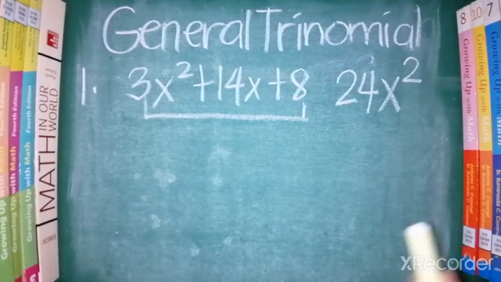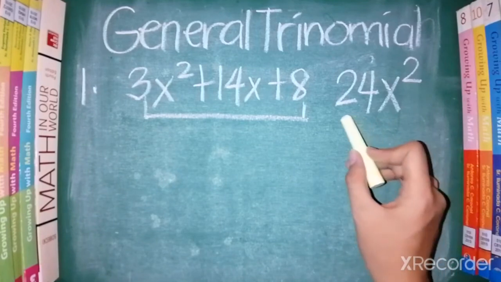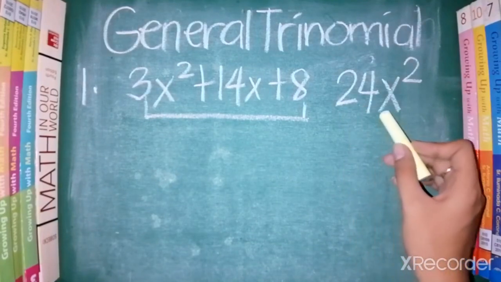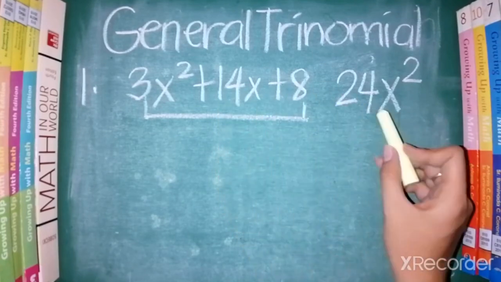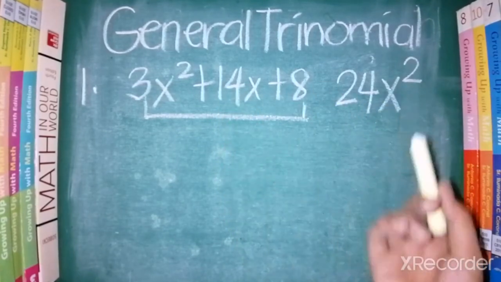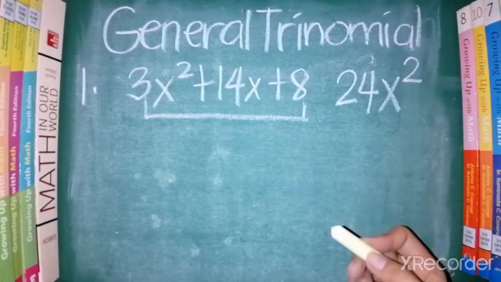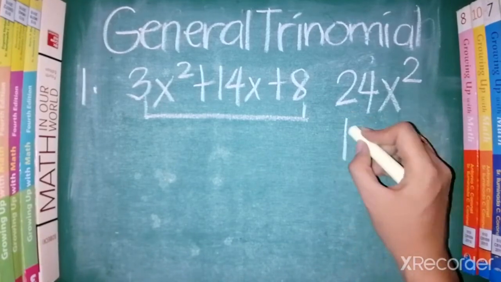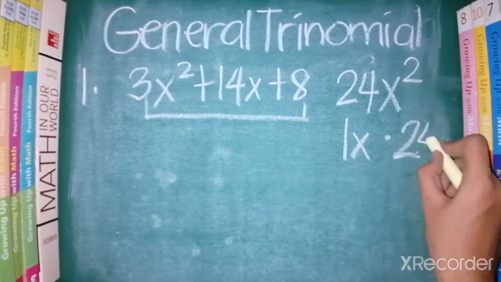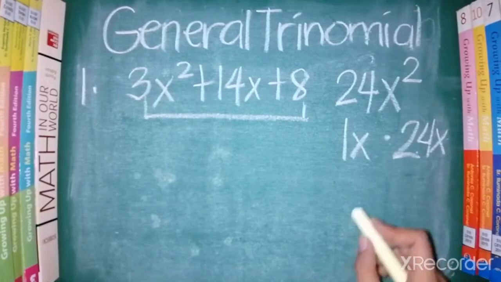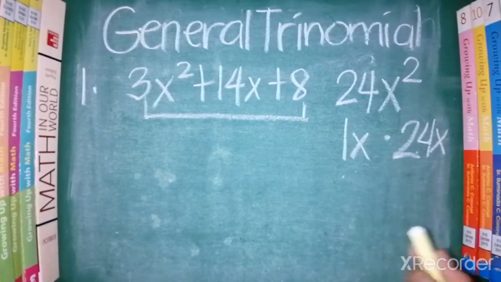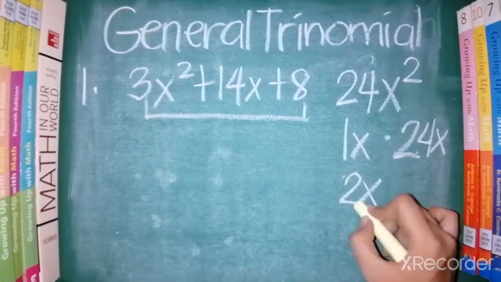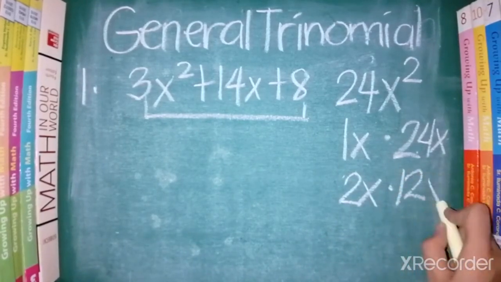So 3x squared times 8, that is 24x squared. So we are going to factor this out, and then our sum should be equal to 14x. Okay? The factors of this one should sum to 14x. So what are the factors of 24x squared? We can have 1x times 24x. We can also have the reciprocal of this, 24x times 1x, or you can also have 2x times 12x.